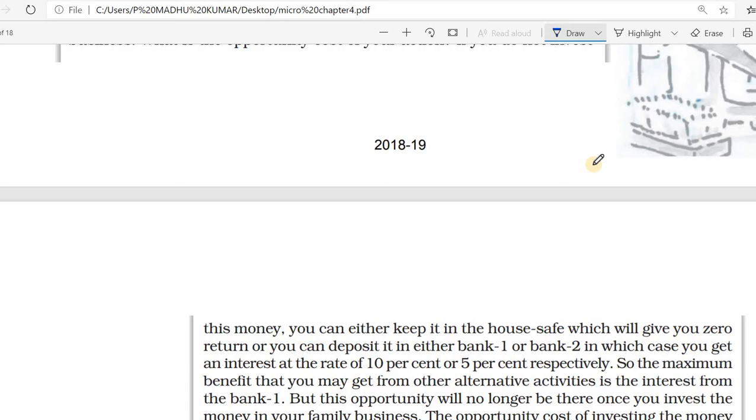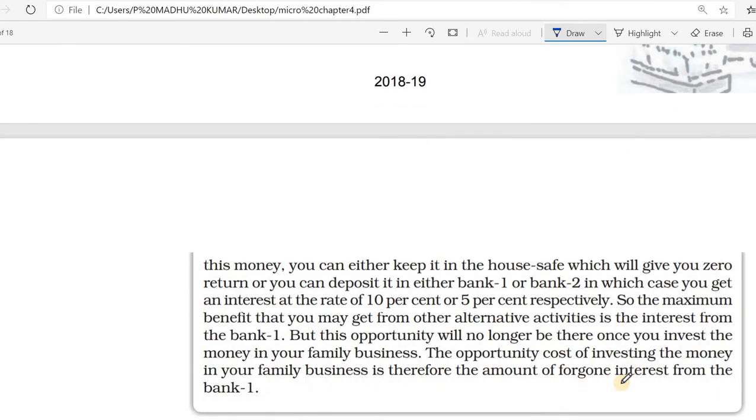Then you need to get the maximum benefit from the alternative activities. Suppose you are getting more interest from some other source than from depositing in a bank, for example by investing in some other business, then we can call it the opportunity cost.